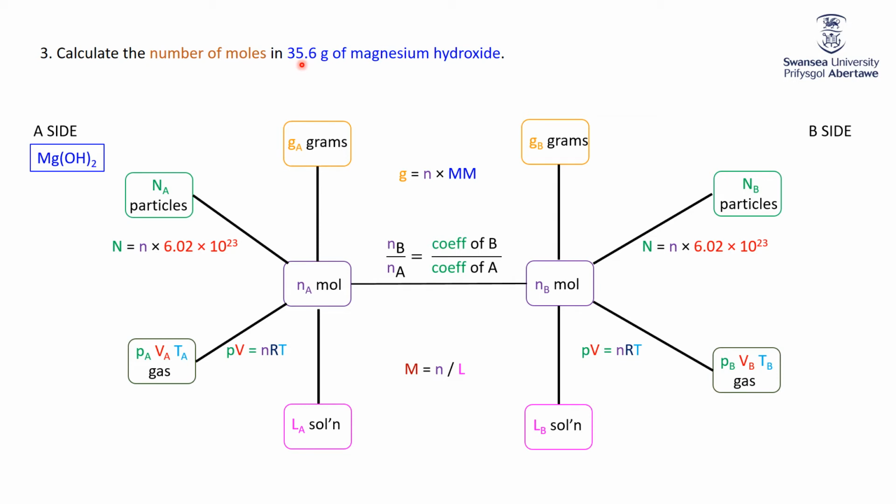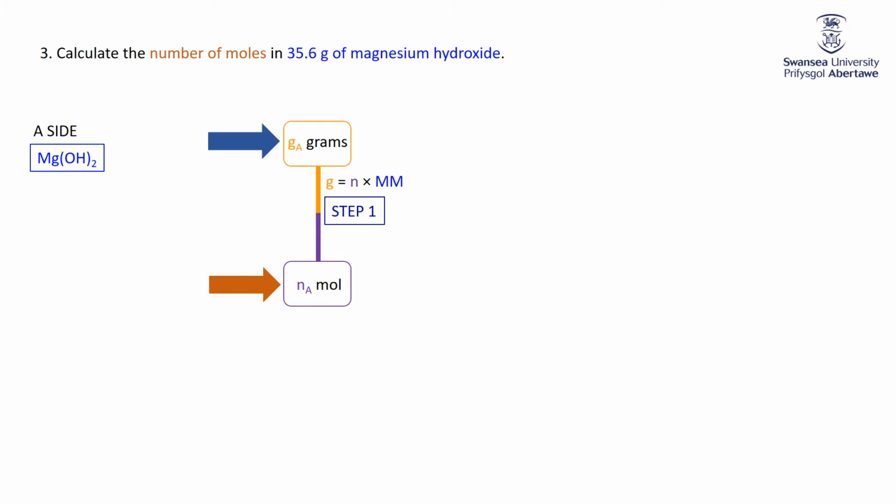We're told 35.6 grams, so we're given the number of grams, and we're asked for the number of moles, which will be down here. So therefore, all we have to do is go from grams to moles. That is our step 1, and indeed our only step. So we'll pull out that part of the roadmap. Let's see what we're doing here.